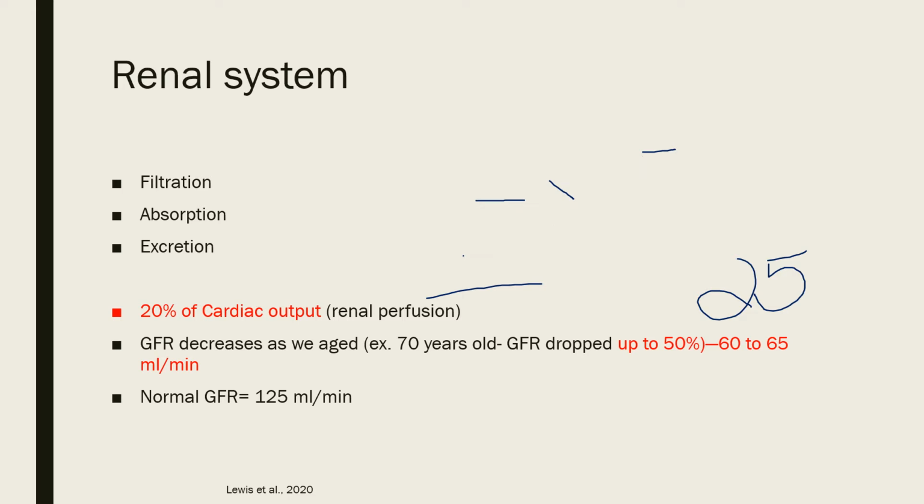Okay. And another thing that you need to look at is the GFR. With GFR, it decreases as we age. As you can see here, normally our GFR is about 125 ml per minute. But for example, if your patient is a 70-year-old elderly client, normally at that age, our GFR drops by 50%. So if the normal is 125 ml per minute, then by the time we hit 70, this will drop to about 60 to 65 ml per minute. And remember, this is an unexpected finding for a client who is 70 years old.